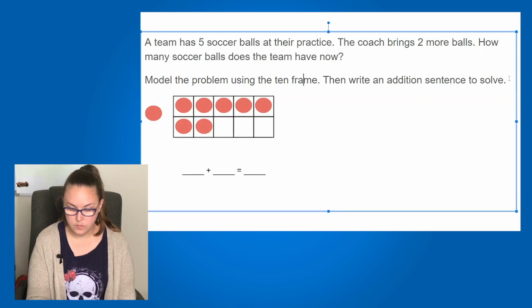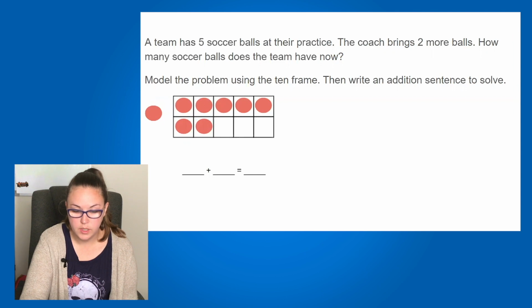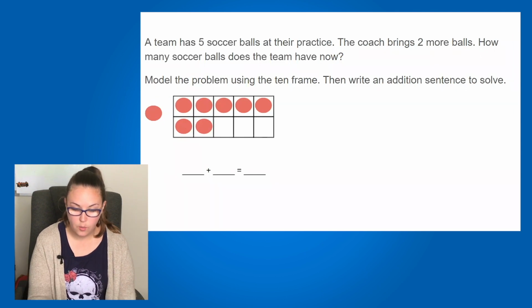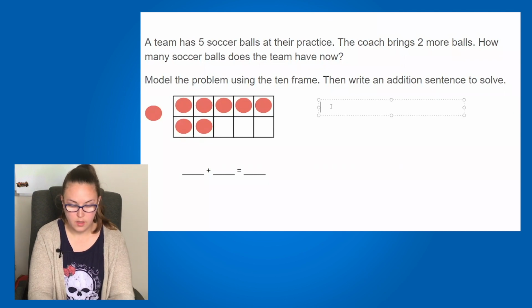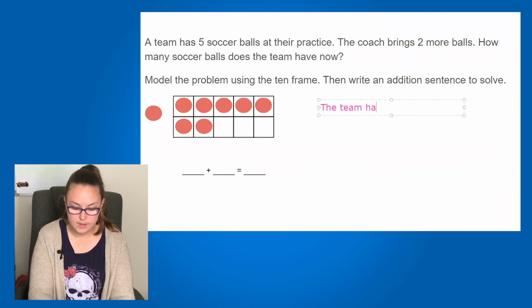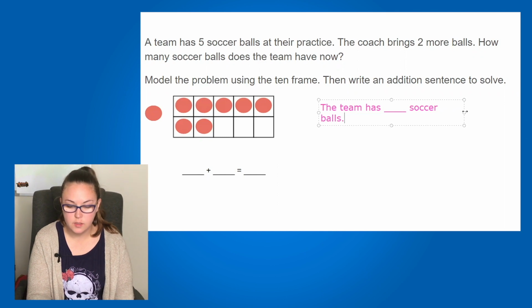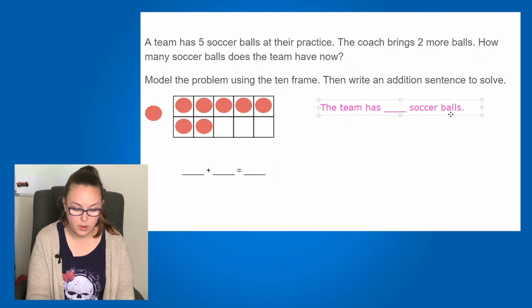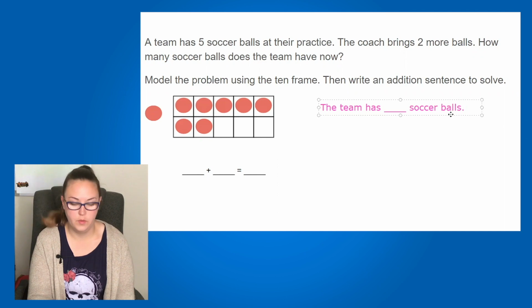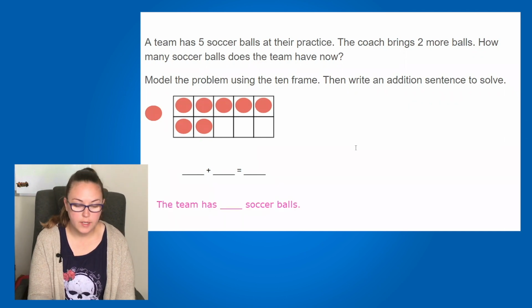All right, so the next thing we need to do is write a sentence that will answer our question. So here I'm going to write, the team has blank soccer balls. And remember that that blank there just tells us we haven't yet solved our problem. Okay. Now we have to write a number sentence that solves our 10 frame and the model. So what do we do first?